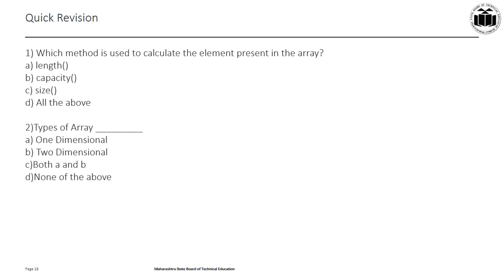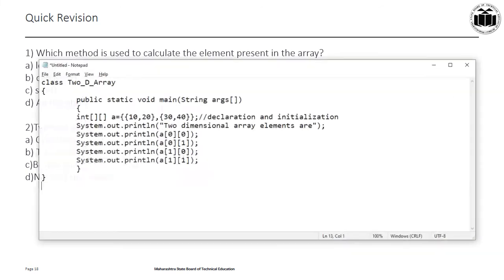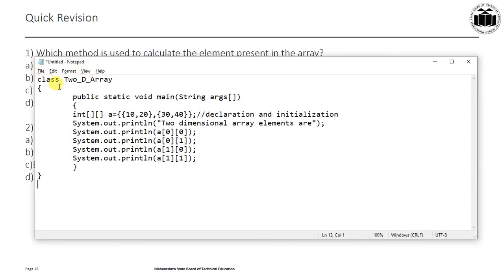Before closing this session, students need to understand how to execute the code. So here, open your notepad editor and type your program. Here I have given 2_d_array as the class name. Now I want to create a 2 by 2 array. So in this way you can create a multi-dimensional array. Here you can see how I declared and initialized the values for the two-dimensional 2 by 2 array. Now you want to display the two-dimensional array elements.